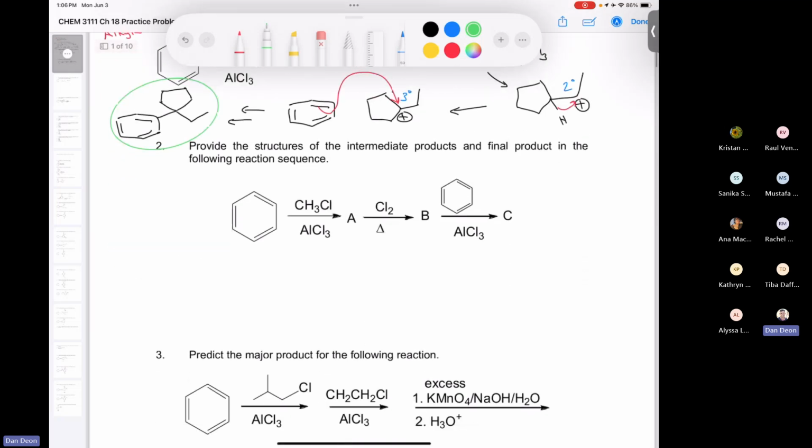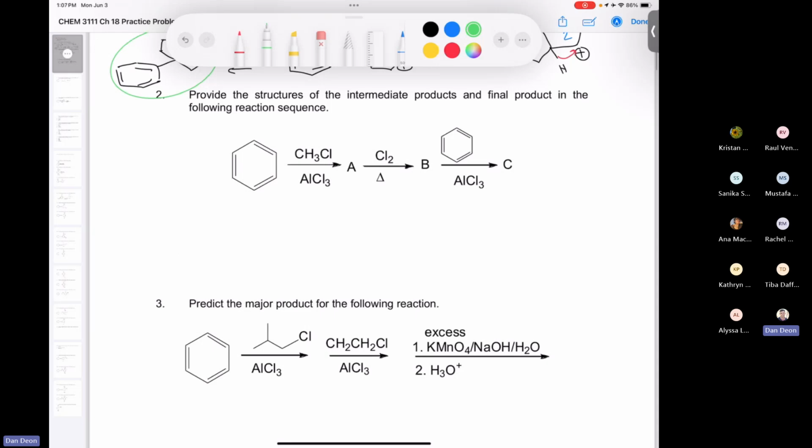It says provide the structures of the intermediate products and the final product for the following reaction sequence. So we're starting with benzene, and we're treating that with methyl chloride and aluminum chloride. So that's just a Friedel-Crafts alkylation, and that will make toluene, or methylbenzene. Then the next thing we're going to do is hit that with chlorine and heat. And keep in mind, that's the same thing as using chlorine and light.